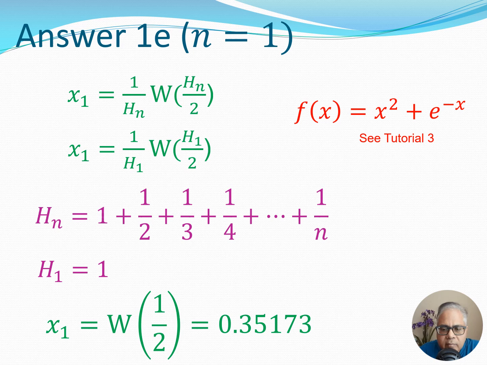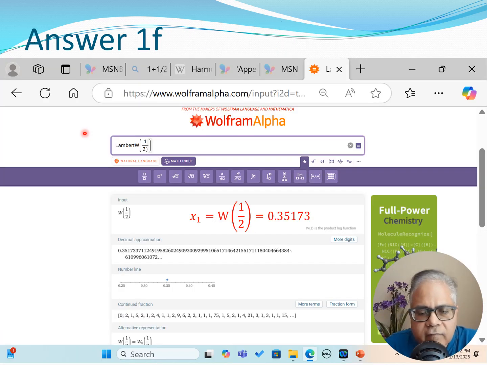Now you can think of the Lambert W function just like we think of the gamma function or the Bessel function, and we can find it from many places. One of my favorite places for finding the Lambert W function is the mathematical system known as Wolfram Alpha, and here I simply type Lambert W half, and lo and behold it gives me 0.35173, which is the solution here. Of course it gives the solution to a huge number of decimal places, but I'm not a mathematician, so I am satisfied with only 5 decimal places.